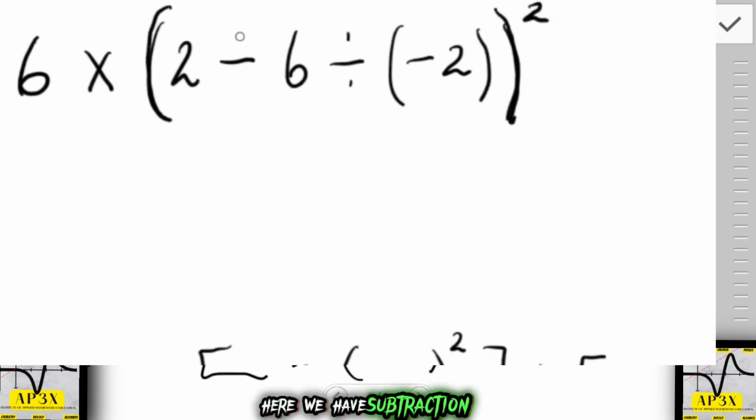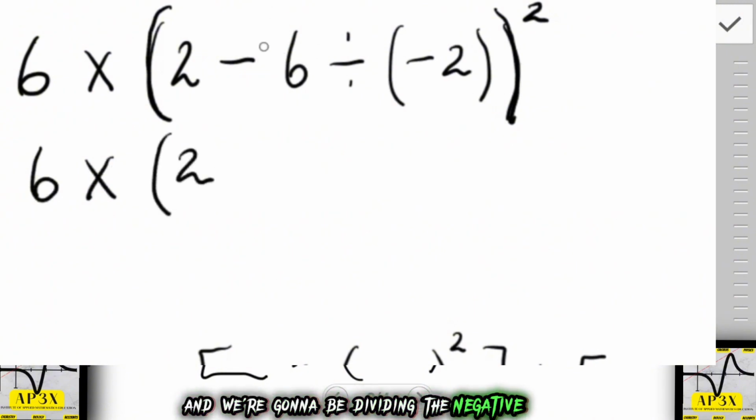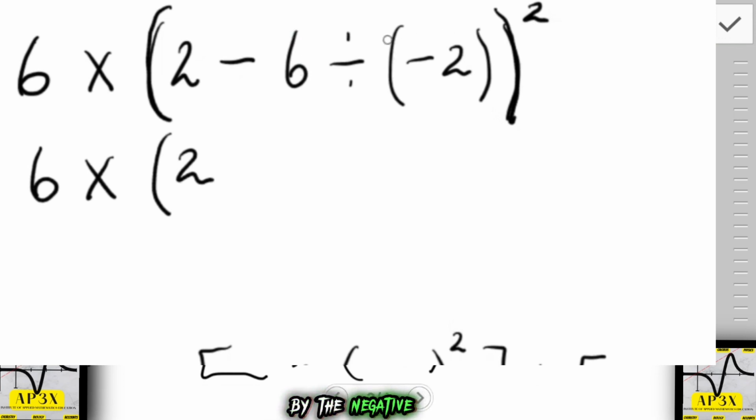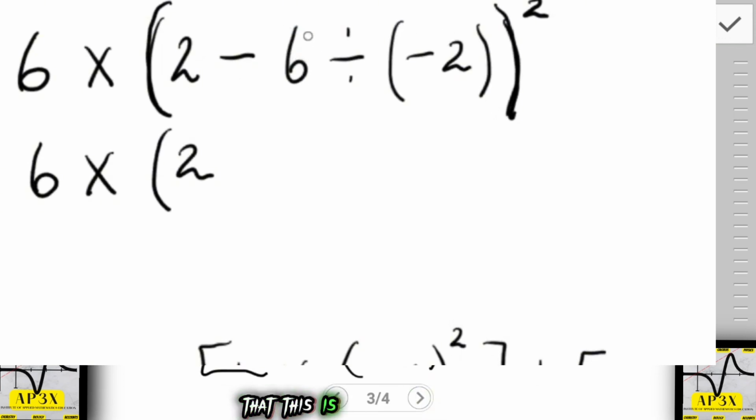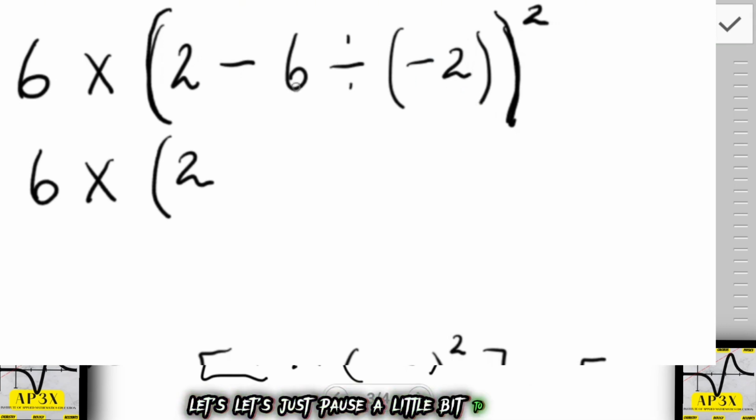So here we have subtraction and we have division. So we're going to say here 6 multiplied by open bracket 2, and we're going to be dividing the negative 6 by the negative 2. Please note that this is not a positive 6. This is in fact a negative 6. Now, if you make a mistake and you say 6 divided by negative 2, then you'll end up with a negative 3. So let's just pause a little bit to show what can happen if you make that error.